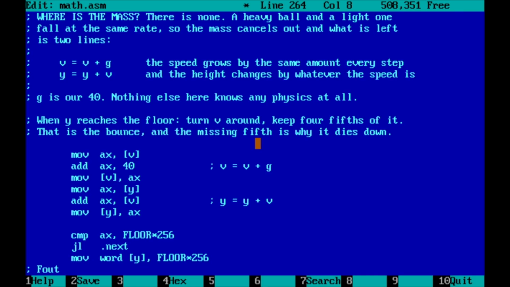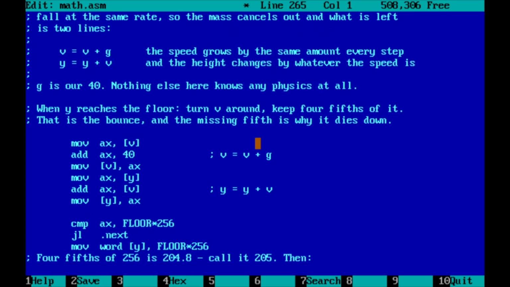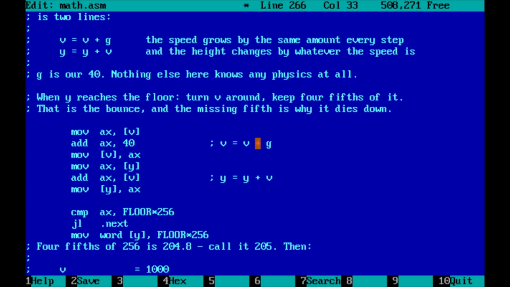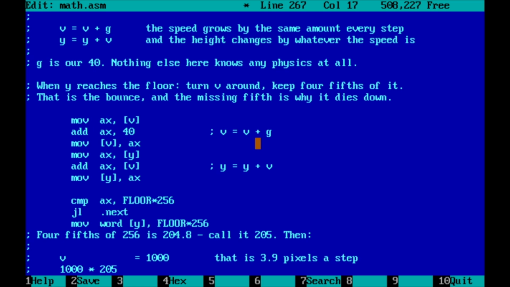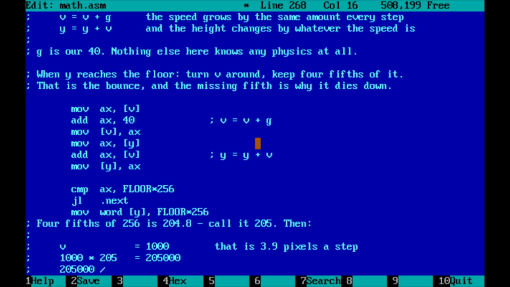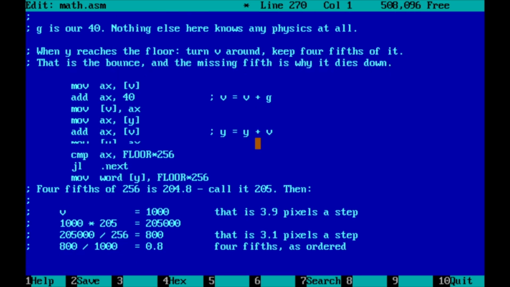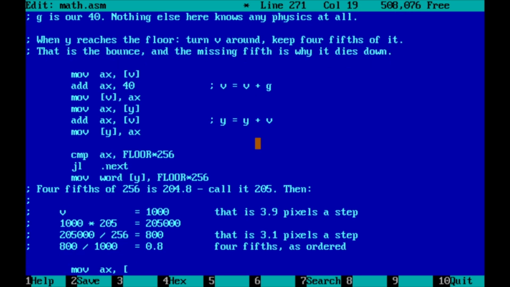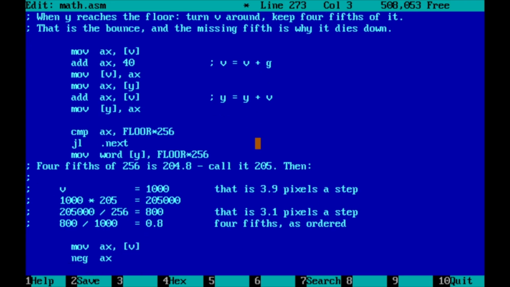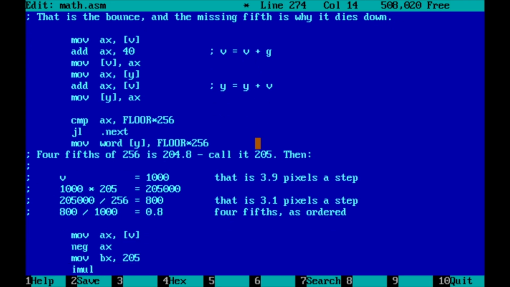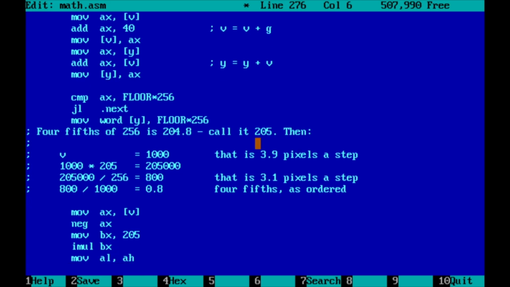And the bounce, which is where the multiply finally earns its place. We want 4/5 of the speed back. 4/5 of 256 is 204.8, call it 205. Multiply by 205, then divide by 256, and you have multiplied by 4/5 using only whole numbers and only one real multiply.